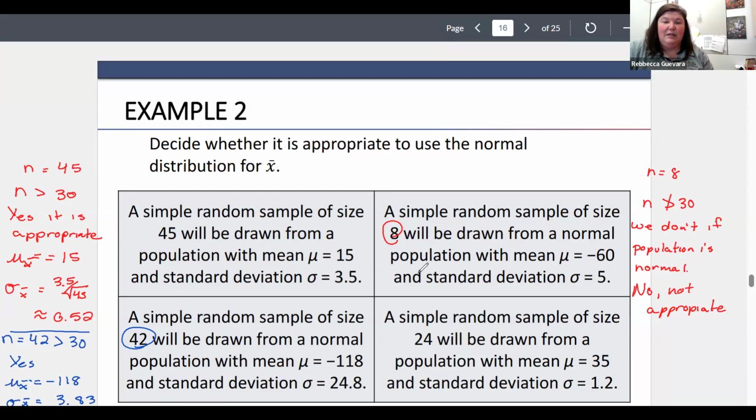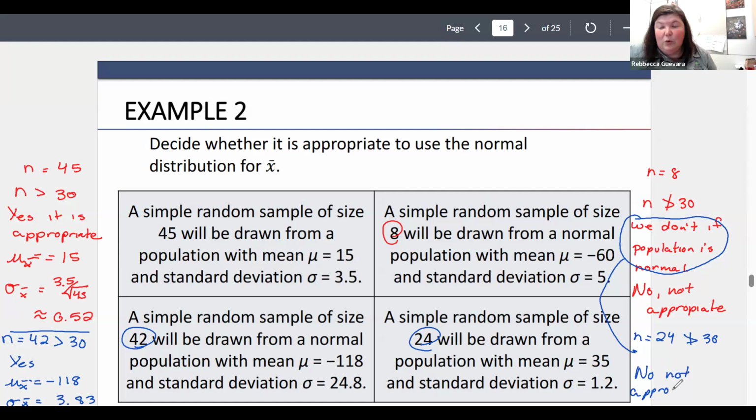And then once again, this is going to be the same rule. A simple random sample of size 24 will be drawn from a population with a mean of 35 and a standard deviation of 1.5. So n is 24, which again is not greater than 30. We don't know anything. We don't know this part either. We don't know if the parent population is normal. So no, it would not be appropriate.